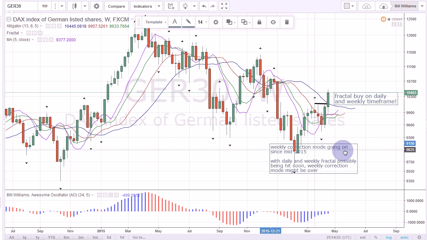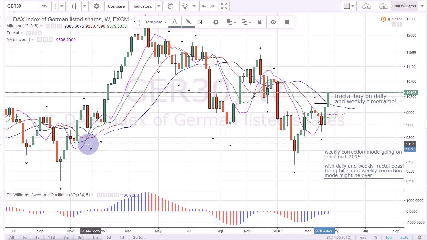Now, since all of those fractals here, those two right there, this one eventually here, but over here as well, they all occur in the same kind of area around the 9,000 point mark.